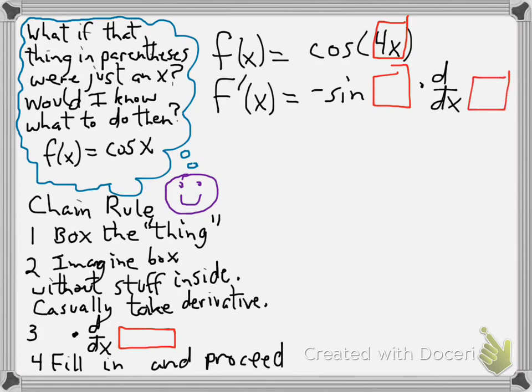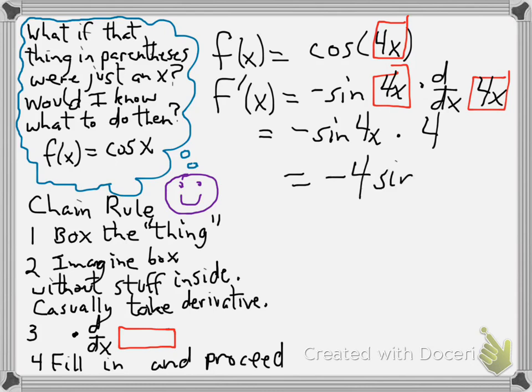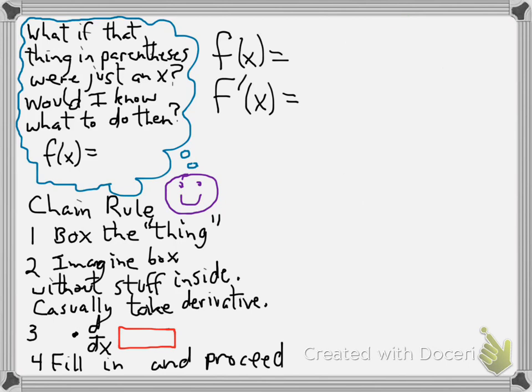And now step 4, we'll fill in the boxes with what they used to have in them, 4x, and we proceed with the problem. We get negative sine 4x times the derivative of 4x, which is just 4. In an answer key they'd probably sneak the 4 up front and get negative 4 sine of 4x. Let's do another one. Let's bring in e.